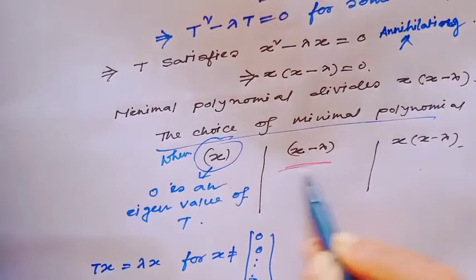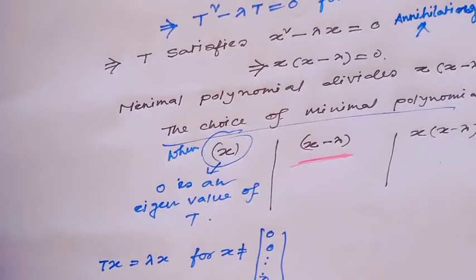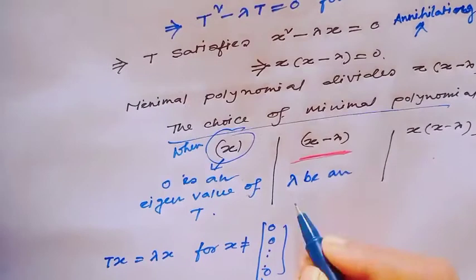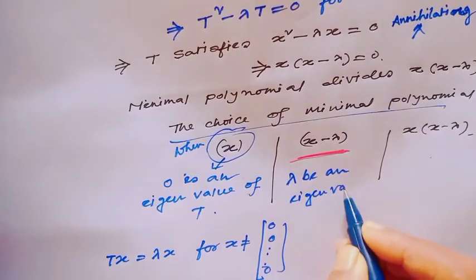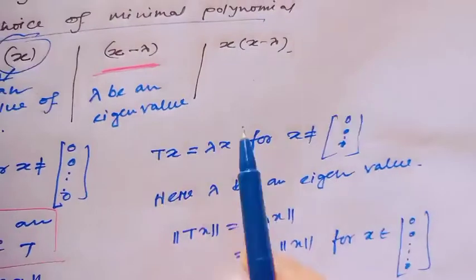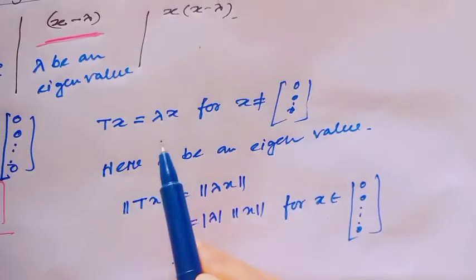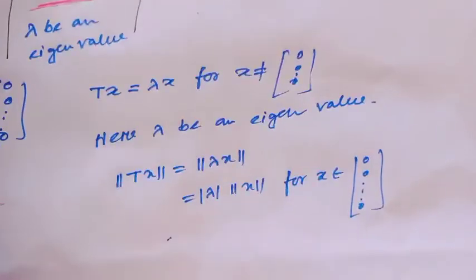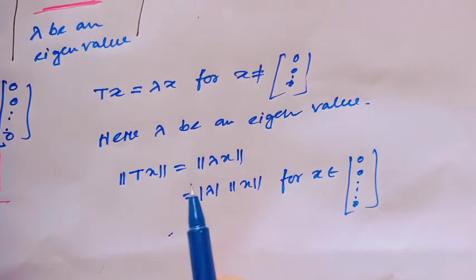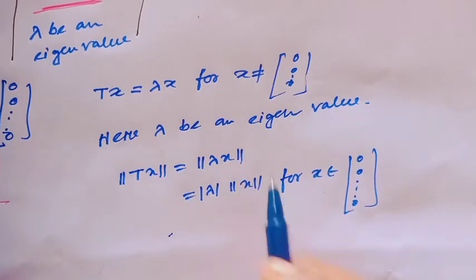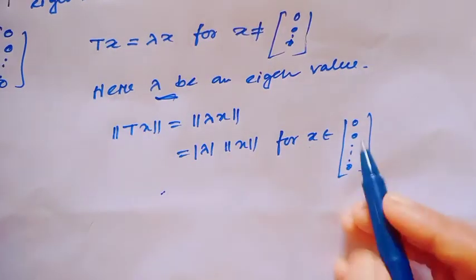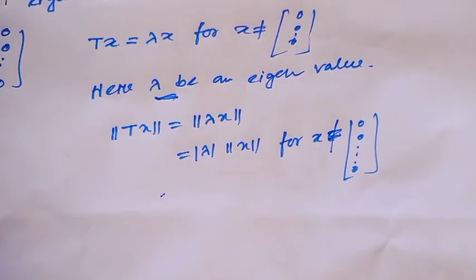When the minimal polynomial is x minus lambda, that means here the only eigenvalue is lambda. Lambda is an eigenvalue. That means the equation Tx equals lambda x holds for all x non-zero. Now apply norm on both sides. Then norm Tx equals norm lambda x, and since lambda is a scalar, this is equal to absolute value of lambda times norm x, where x is non-zero. Are you getting?